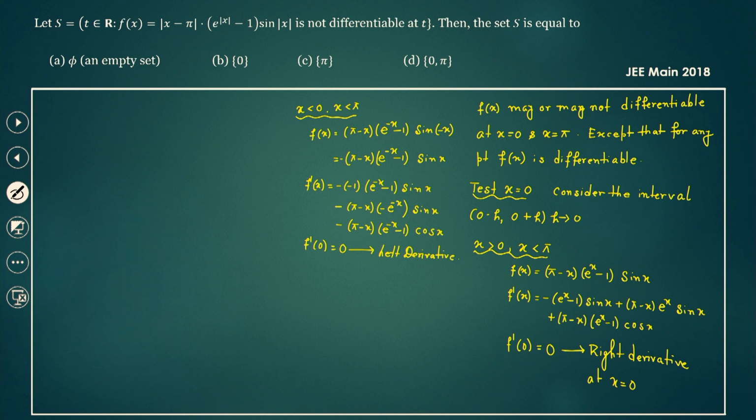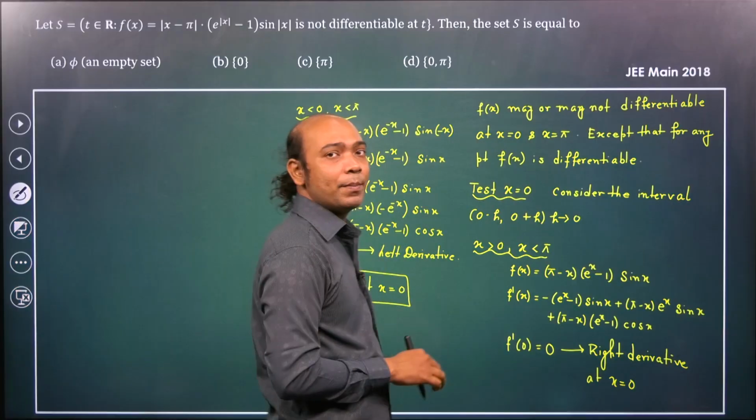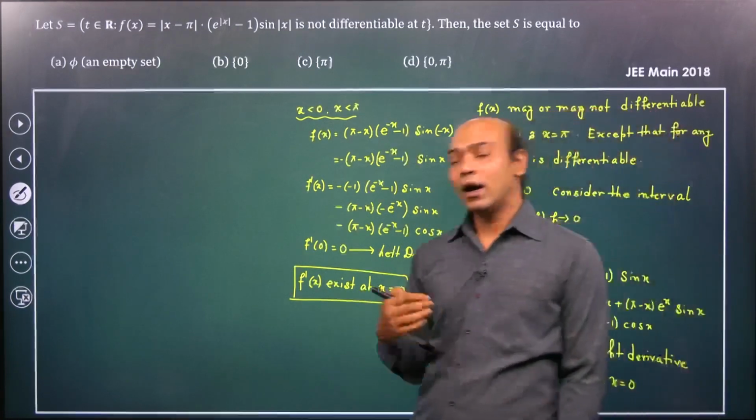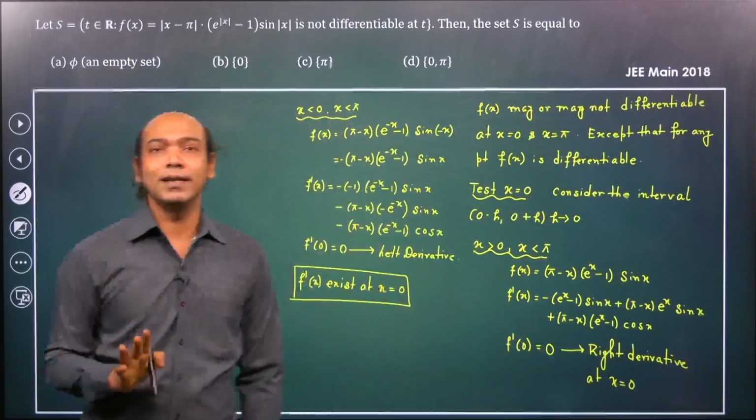So therefore, as the right derivative and left derivative are equal, we'll say that the function f dash x exists at x equal to 0. That's it. So we have proved that the function is differentiable at x equal to 0. Now we have to test it at pi, because 0 is already tested and we proved that.